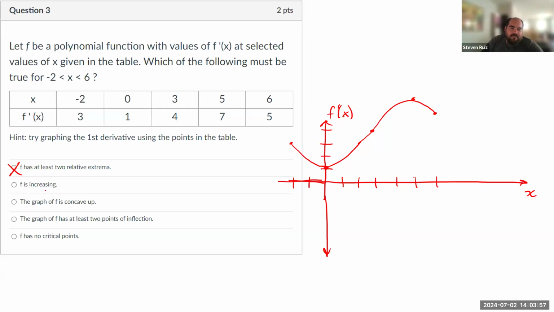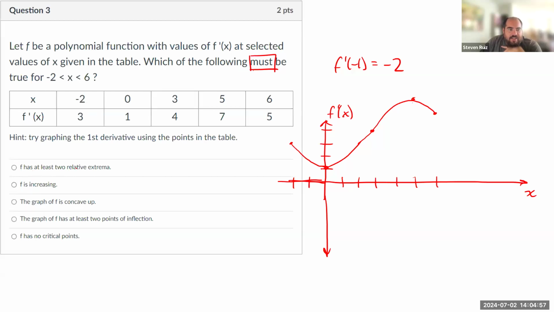F is increasing. I don't know if I can say that, because I'm only given 5 data points here. For F to be increasing, that means F prime would have to be positive everywhere. It's clearly positive at the 5 points I know about, but I don't know, maybe I'm going to write down something that's not, this might not be true, but it's not impossible. Maybe F prime of -1 is equal to -2. That's possible. So because of that possibility, I'm really leaning on the word must here. So basically, I'm trying to rule some of these things out.